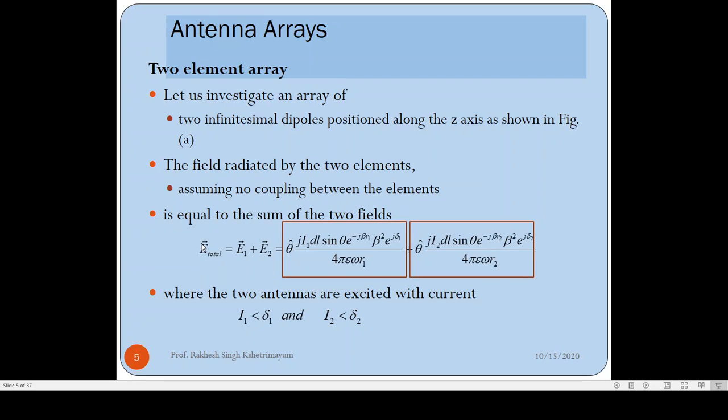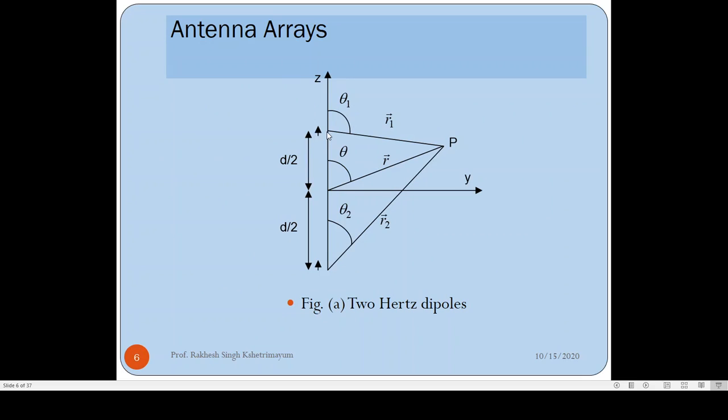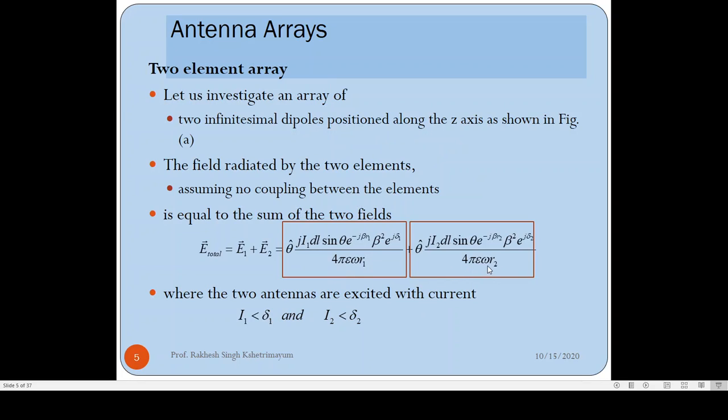So the total electric field in the far field will be the electric field produced by Hertz dipole 1 plus the electric field produced by Hertz dipole 2. You sum them up. You know that a Hertz dipole gives a linearly polarized wave along the theta direction, so both of them will be along the theta direction. This is the expression for the radiation field of a Hertz dipole in the far field. R1 is the distance of Hertz dipole 1 from the observation point, R2 is the distance of Hertz dipole 2 from the observation point, and R is the distance from the origin.